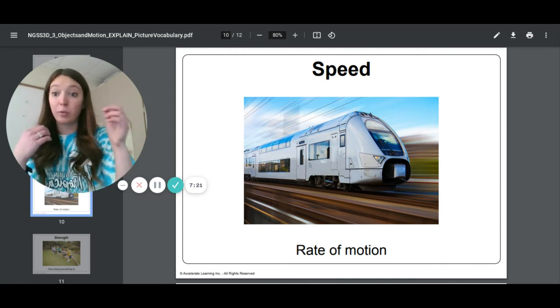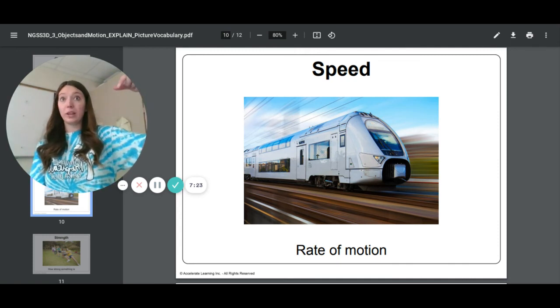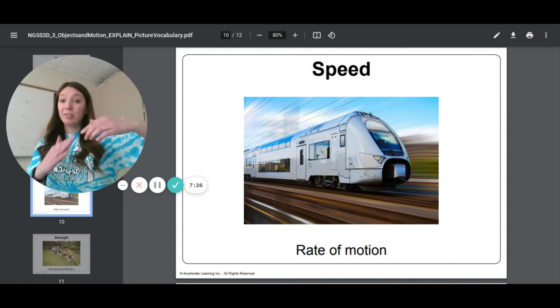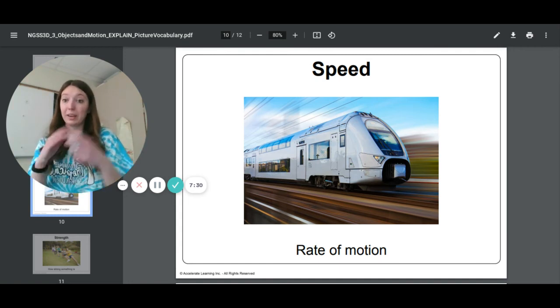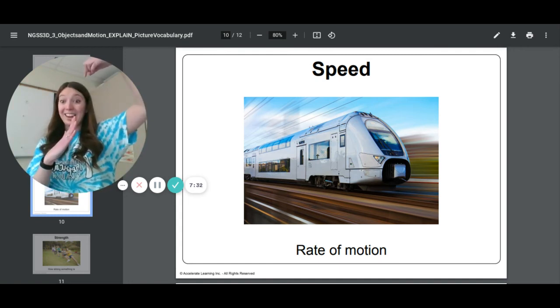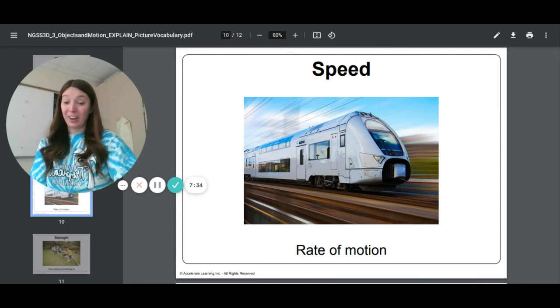For instance, if we have a ramp and we are rolling a ball down the ramp, right? If the ramp is really short, the speed of the ball is not going to be as quick. If we make that ramp really high, it's going to be moving pretty fast. The speed would be much faster.